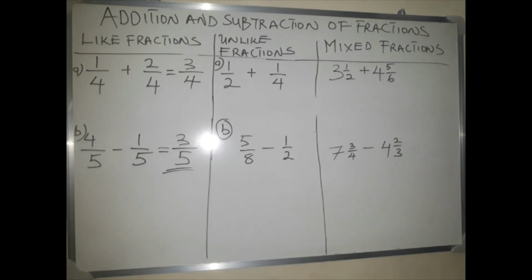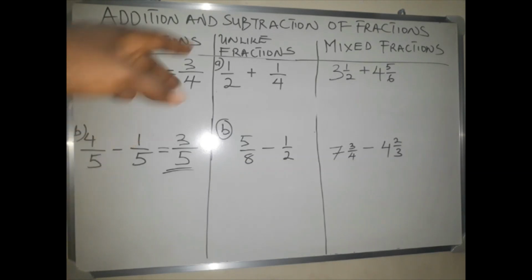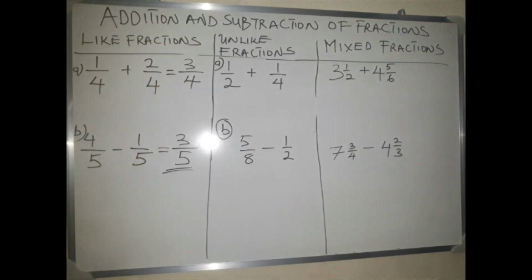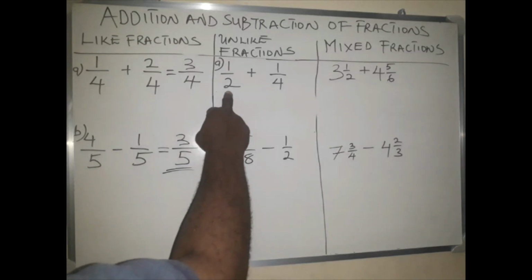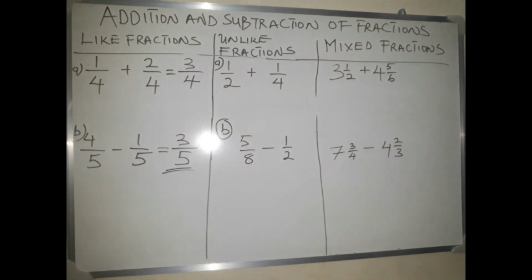Now let's go to the unlike fractions, the addition and subtraction of unlike fractions. And we know that unlike fractions are fractions that do not have the same value as their denominators. We have the number one example there, 1 over 2 plus 1 over 4. And you can see that the denominator here is 2 and the denominator here is 4. Now, one way you can add these fractions is by converting one or both of the denominators to like fractions.